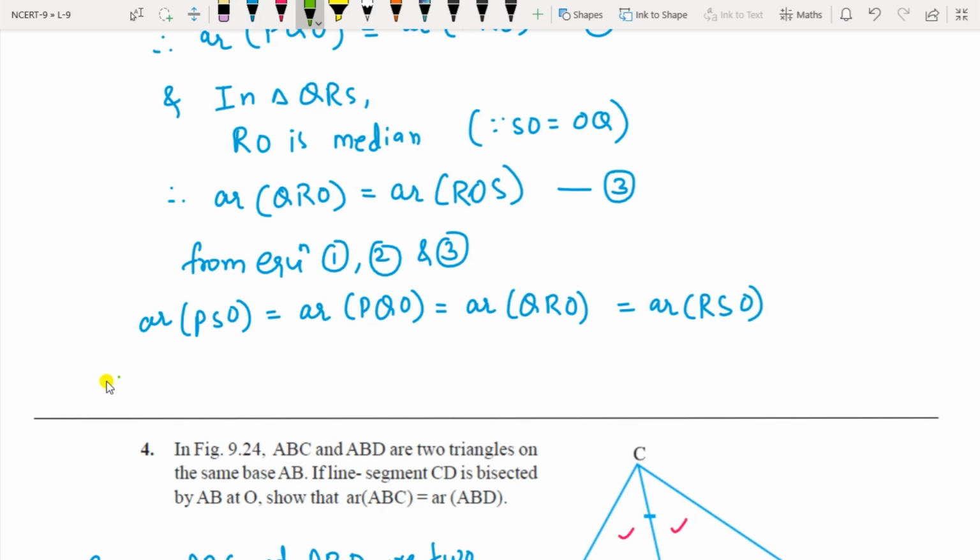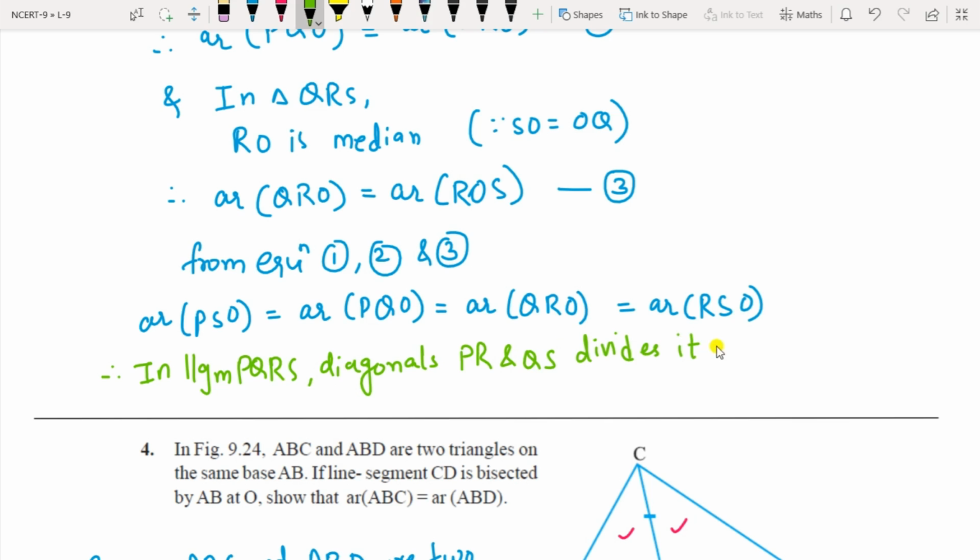And therefore we can write that in parallelogram PQRS, this is short form for parallelogram, diagonals PR and QS divide it into 4 triangles of equal areas. So that was to be proved.